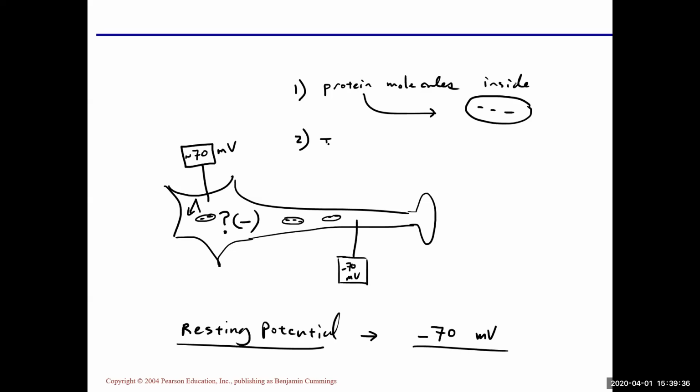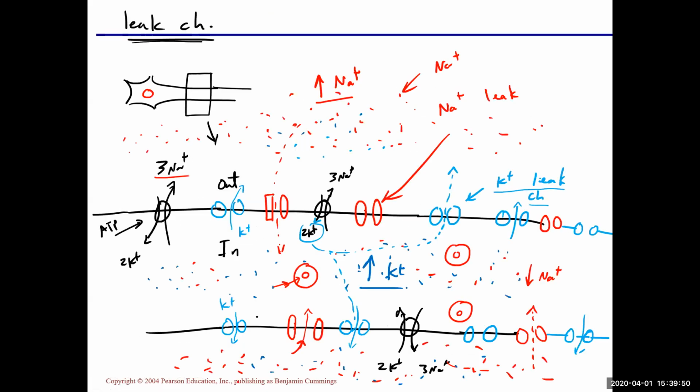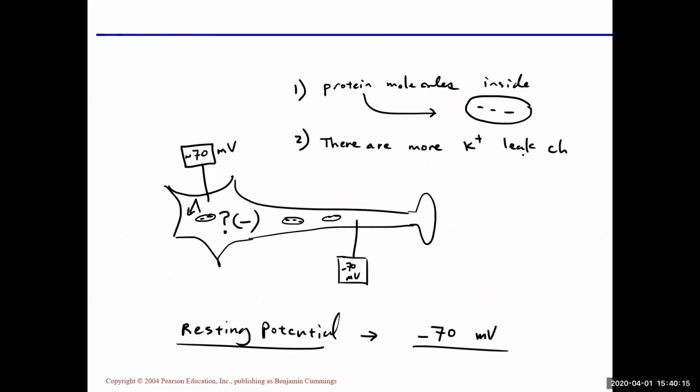Number two, there happen to be more potassium leak channels. So earlier we mentioned, remember, the blue ones were for potassium leak channels. And again, when we draw it, we draw more of them compared to the red ones. So it looks like we got 1, 2, 3, 4, 5, 6, 7, 8 of them. This is not really a correct proportion. Just know that there are more potassium leak channels.